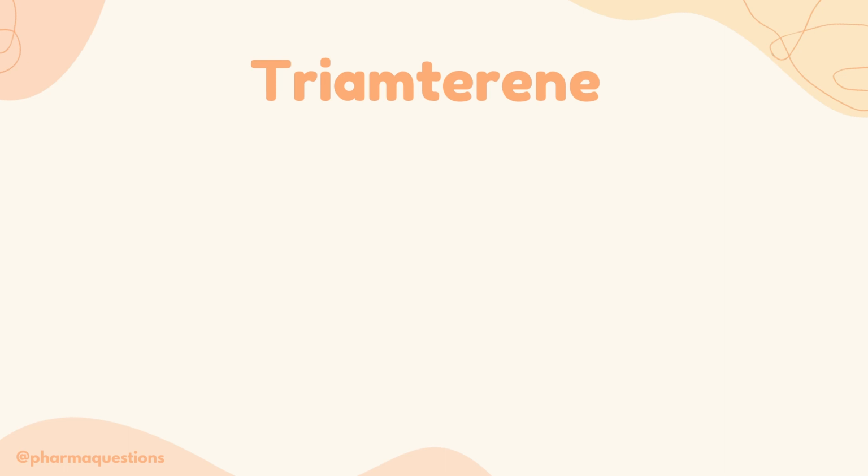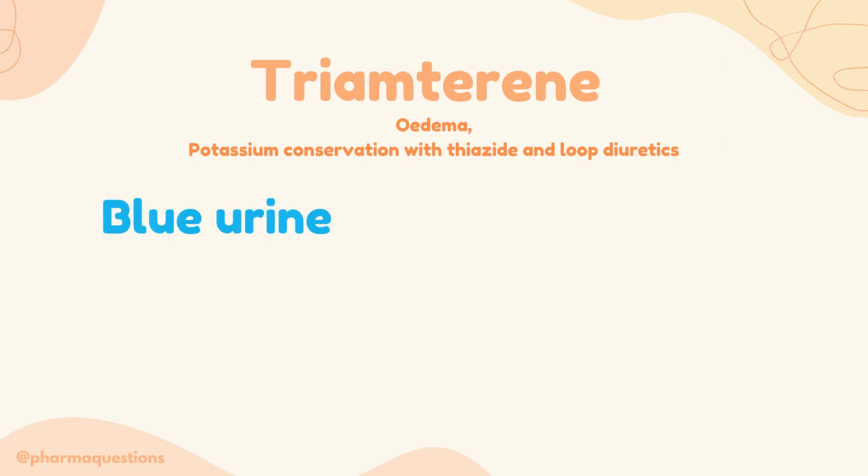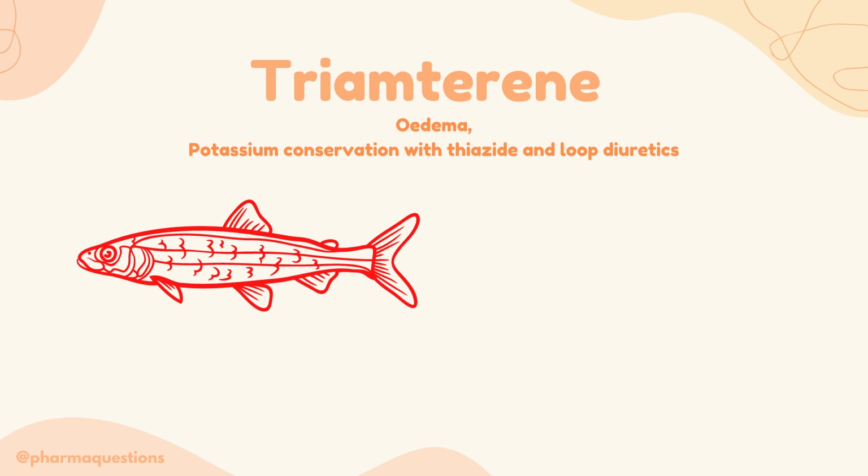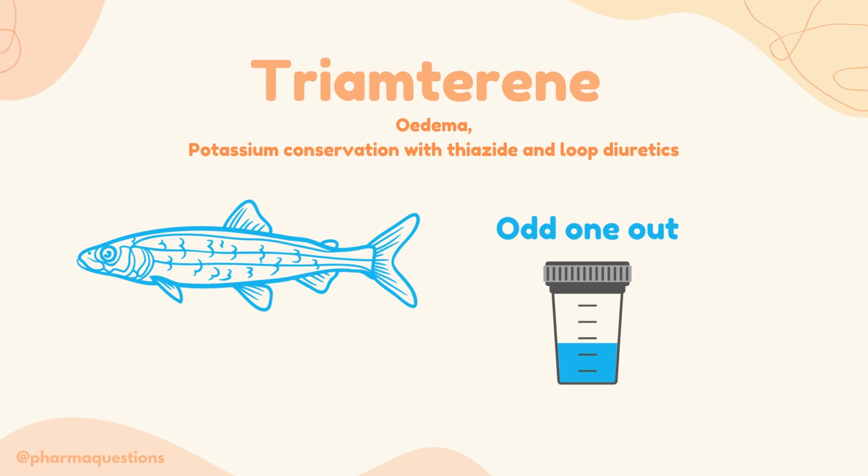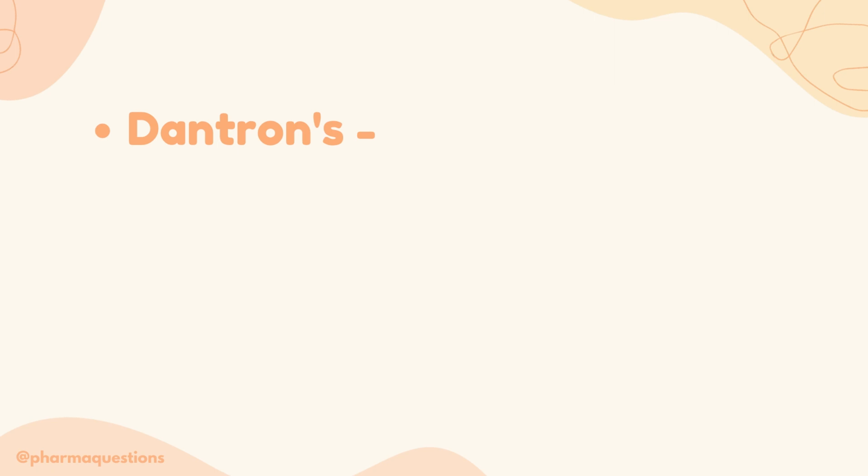And now we look at the next drug, which is triamterene, and this is a diuretic used to treat oedema or potassium depletion which may occur with thiazide and loop diuretics. Triamterene causes blue urine discoloration, and I remember this as it is a red herring and it's the odd one out compared with other drugs that cause urine discoloration in this video, as it's the only one which can cause blue discoloration.